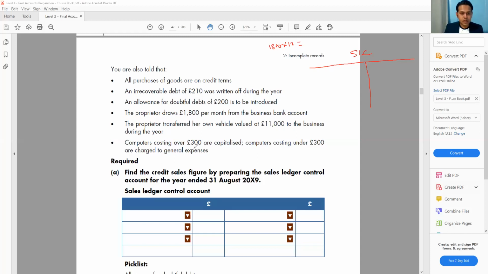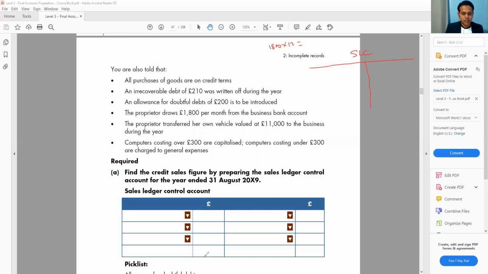Then he said the proprietor transferred her own vehicle, value 11,000, to the business during the year. So this is the capital, isn't it? If the owner of the business gives any of his personal assets to the business, that will be treated as capital. Computers costing over 300 are capitalized. Computers costing under 300 will be charged as an expense. So if I spend less than £300 on a computer, I'm going to charge it as a general expense. I'm not going to capitalize it.